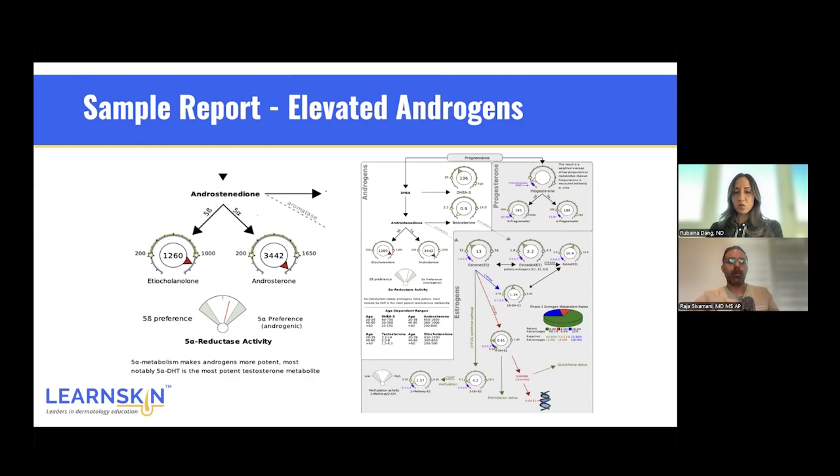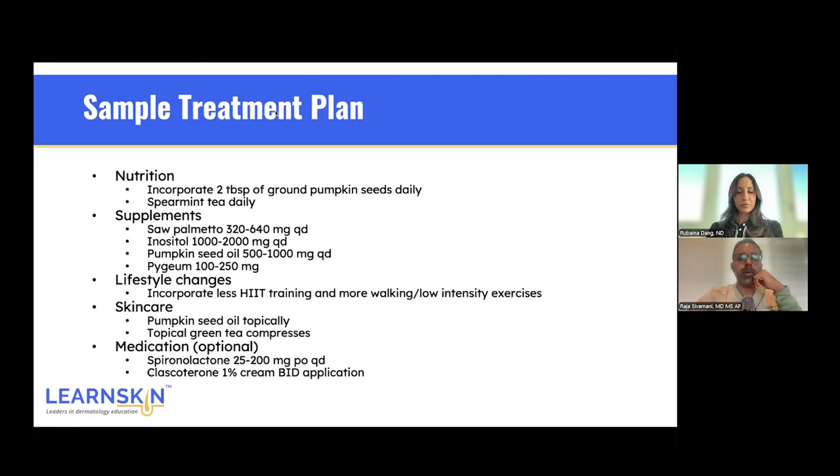But when it comes to the actual androgens, I generally will favor looking at hormone testing to get a better understanding. Perfect. All right. So how did you put it all together and think about a treatment plan? Because that's, of course, the ultimate goal here.